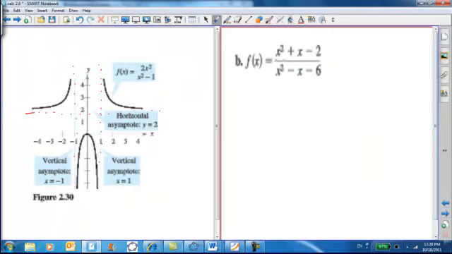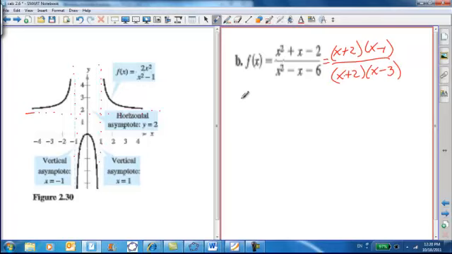Here's another example, x squared plus x minus 2 over x squared minus x minus 6. First, you want to factor it: x plus 2 times x minus 1, and the bottom is x plus 2 times x minus 3. So it actually becomes a much easier function. f of x equals x minus 1 over x minus 3.